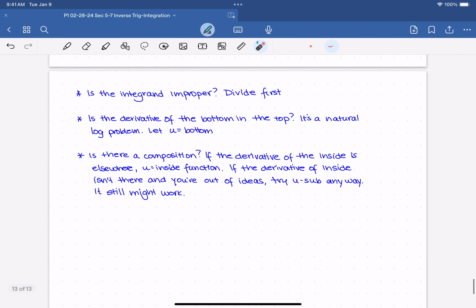Oh, actually, here's just some things to keep in mind. Don't forget, if the integrand is improper, if the degree of the top is not smaller than the bottom, you must divide first. Always, always, always divide first. Is the derivative of the bottom in the top? It's a natural log problem. Let u equal the bottom and you'll see it. If you have a composition, is the derivative of the inside equal or elsewhere in the problem, then you're going to use u sub. So be on the lookout for that. All right, so those are some things.